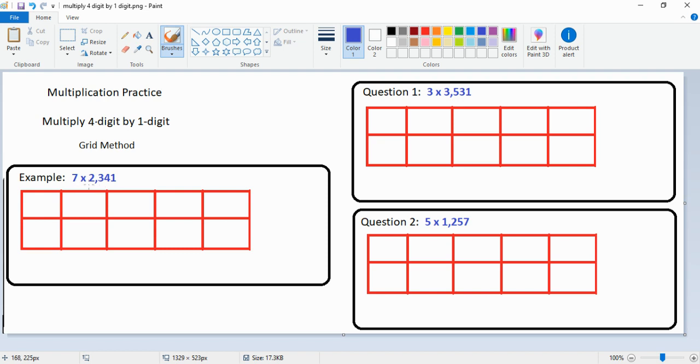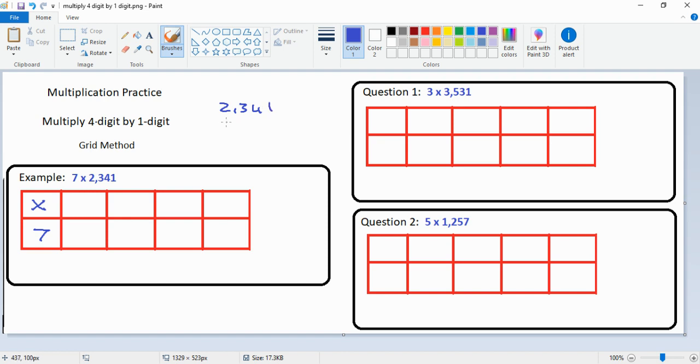So we've 7 multiplied by 2,341. And what we tend to do is we'll draw a little grid, and the number of boxes you need will depend on how many digits you're multiplying by. Put the little multiplication symbol in the top left. Seven ones. We have nothing else to break this up. No tens, no hundreds, no thousands. Now 2,341, I'll just come out of the box here.